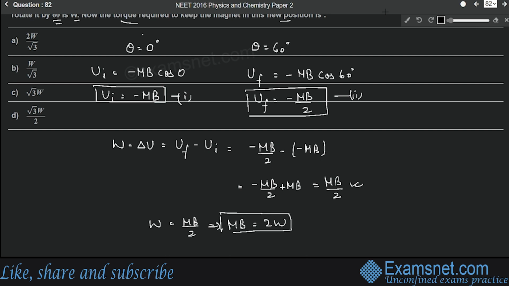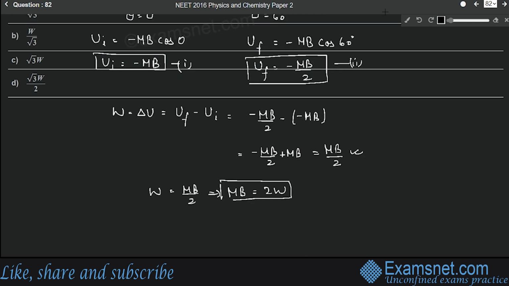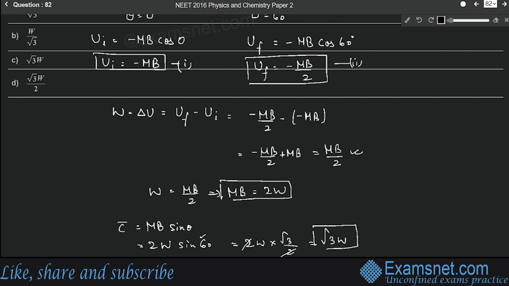But we have to find the torque required to keep the magnet in the new position. That means 60 degree angle, okay. So torque is equal to mB sine theta. The value of mB is 2W, and sine theta means sine 60 degree, okay. What is the value of sine 60 degree? Root 3 by 2. So 2W into root 3 by 2. So 2 will be cancelled. This is root 3 times W, okay. So the torque required to keep the magnet in the new position, that is at an angle of 60 degrees, is root 3 times the work done, W. So option C, root 3 W, will be the correct answer.